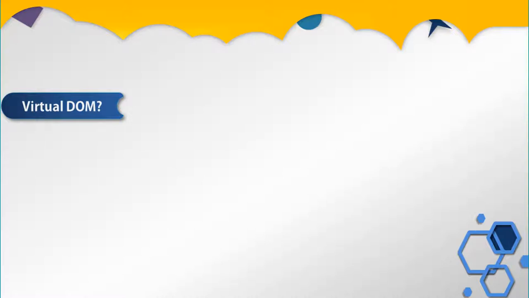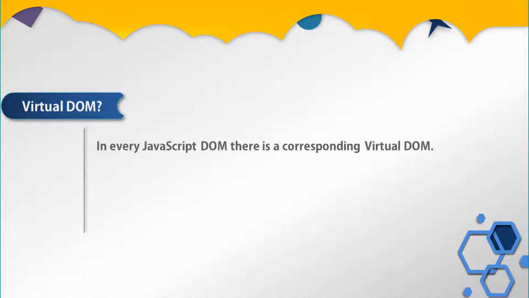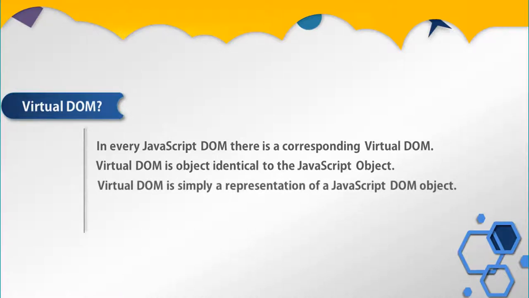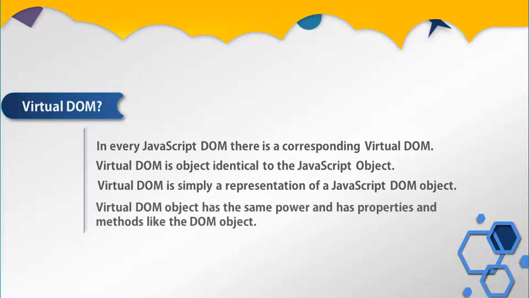In every JavaScript DOM, there is a corresponding Virtual DOM which virtually represents a JavaScript DOM. Virtual DOM is an object identical to the JavaScript object. In simple words, if I want to describe Virtual DOM, then I would say Virtual DOM is simply a representation of a JavaScript DOM object, like a lightweight copy. A Virtual DOM object has the same properties and methods as a DOM object, but Virtual DOM can't decide what's on the screen. Virtual DOM is just like a blueprint where you can decide to move your bedroom just beside the hall, but not actually move it, because it is just a blueprint.